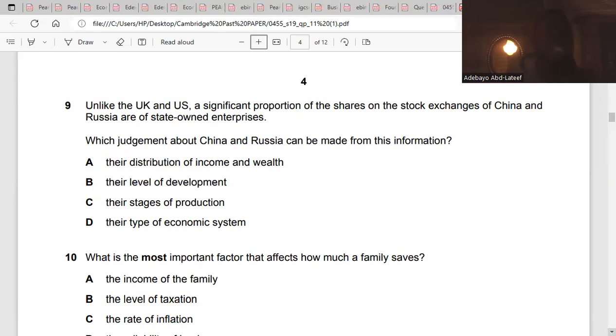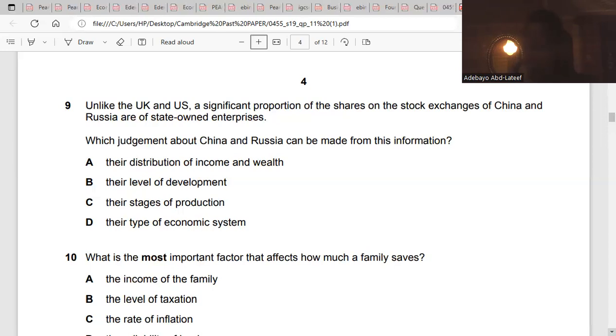So if they have said this, they are trying to let us know the difference between the economic sector of Russia, China, and UK, US. So the answer is D, their type of economic system. Russia and China, what do we call that? They have planned economy. So Russia, China use planned economic system, while UK and US might be using mixed economy. So it's their economic system.